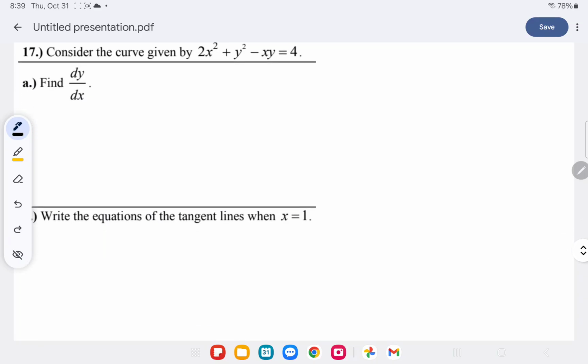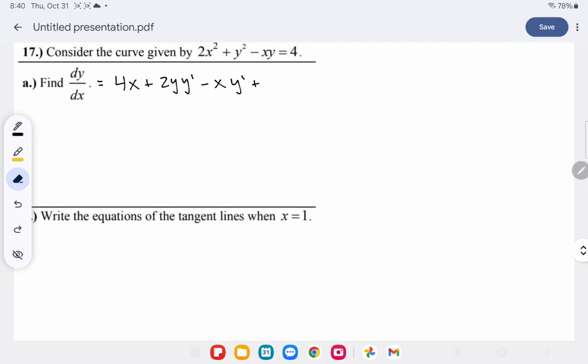Okay, finding the derivative of this curve. So we're going to have to use implicit differentiation again. So we're going to have power rule, we get 4x. Power rule, we get 2y times y prime. Then we have to use the product rule. So I'm going to do first times the derivative of the second plus second times the derivative of the first.